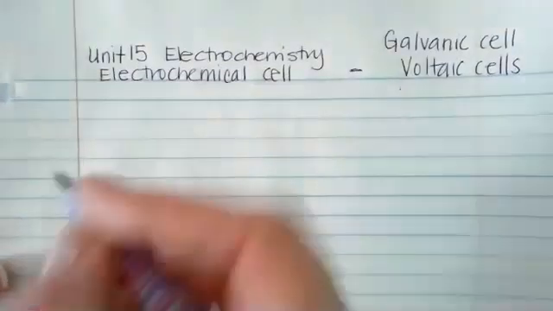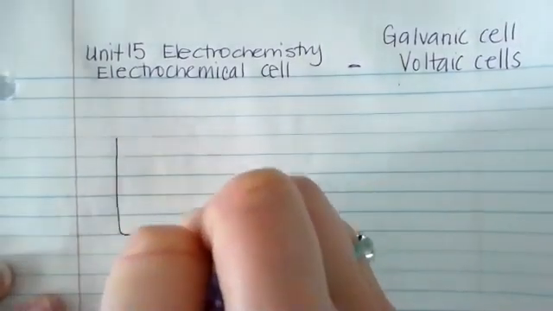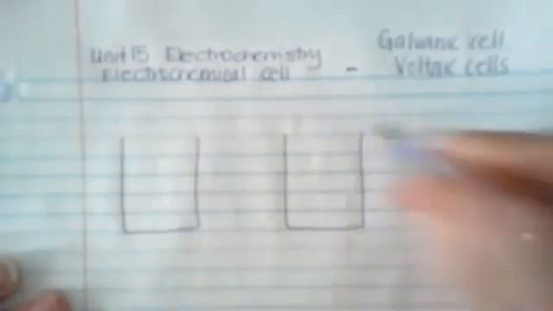Right, so the first thing you're going to have to do when you're in the lab, let's design our battery. We're going to put a beaker here. I have one beaker and I have a second beaker. In both of my beakers, I'm going to have a solution.